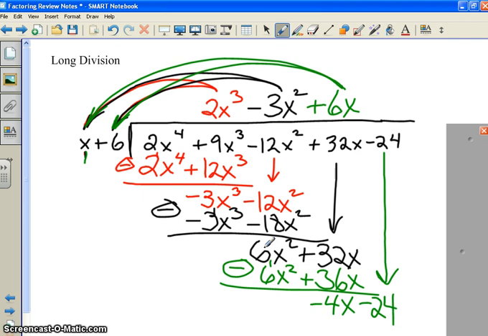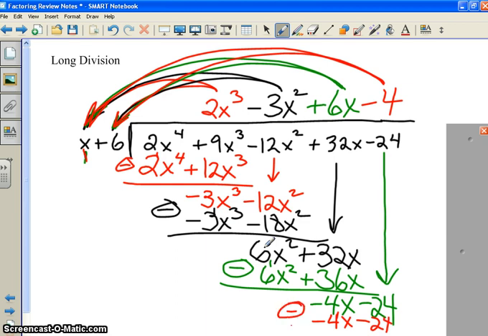And now I'm going back and saying what times x? X times what will make negative 4x? That would be negative 4. And when I distribute that back to the original x plus 6, that'll give me negative 4x minus 24. And when we subtract those, we get a big fat 0, which means x plus 6 is a factor of that polynomial. And I'm actually going to check this, because if I know x plus 6 is indeed a factor, that means negative 6 is going to be one of the roots of this equation.